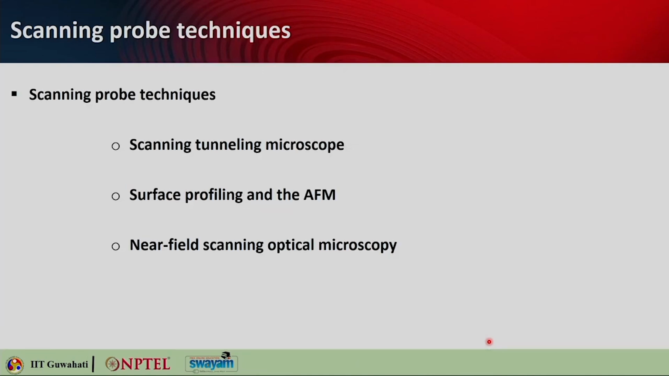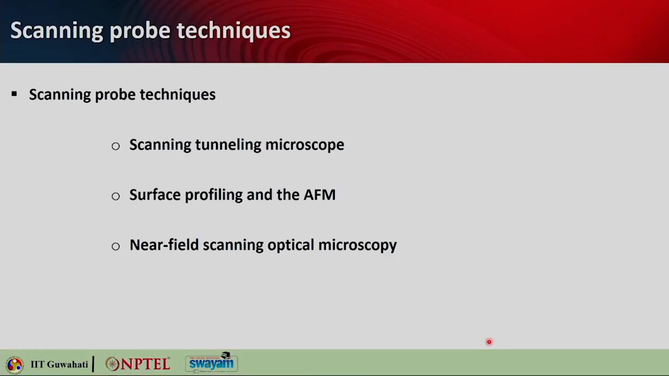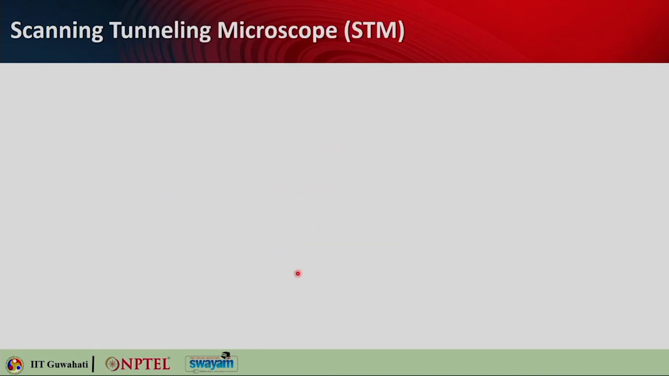There are other types of techniques for imaging which are also known as scanning probe techniques. So, now we will look into some of those techniques. The first one is scanning tunneling microscope, then we will look at surface profiling and AFM, and finally we will look into near field scanning optical microscopy.